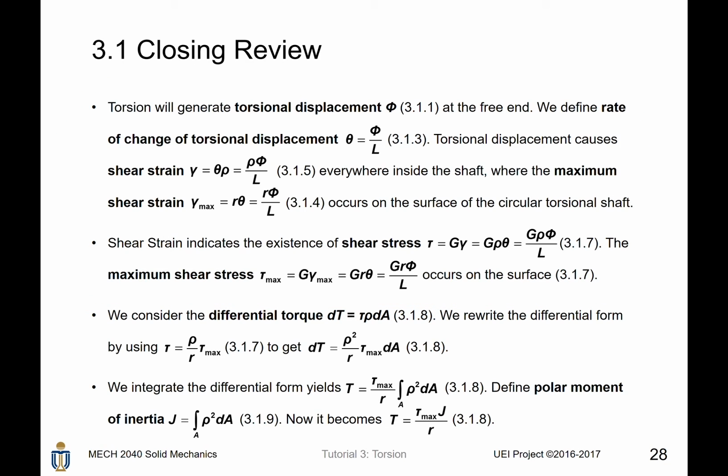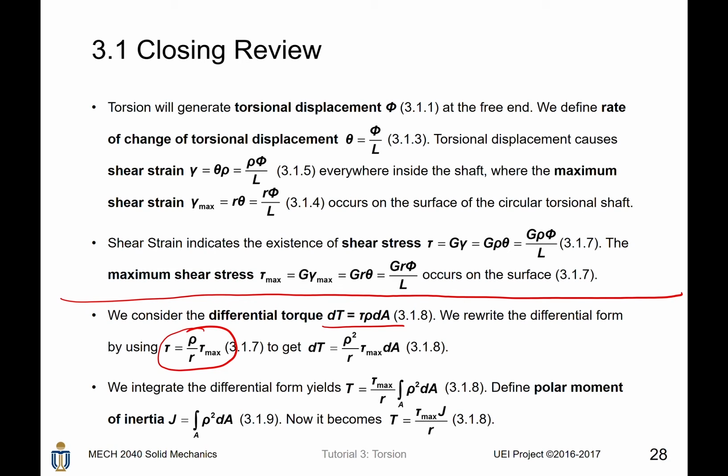After reviewing those foundations, we talk about what we really did to derive this formula. We considered a differential torque dT equals tau rho dA, and we substituted the shear stress relative to the maximum shear stress. Then we can rewrite this differential form in this way. Then we do the integration on both sides of the differential form to get this, where we define the polar moment of inertia to be J equals the integral of rho squared dA.